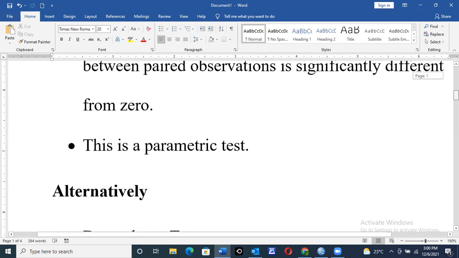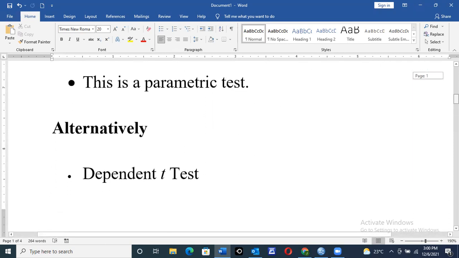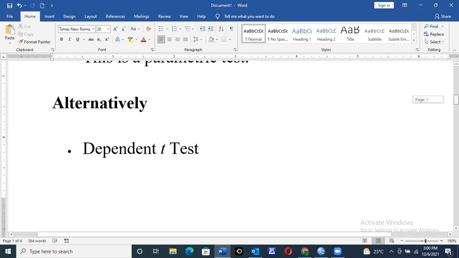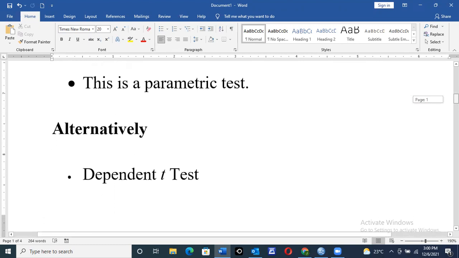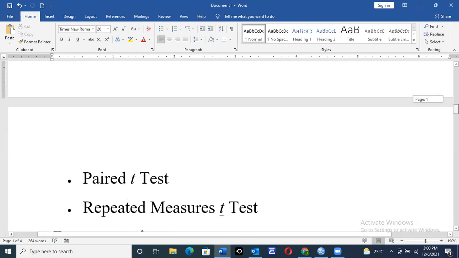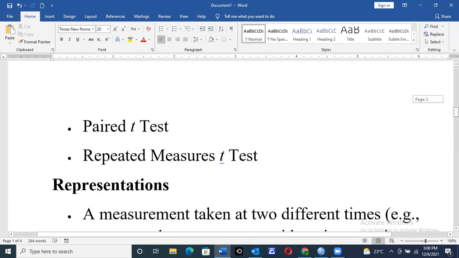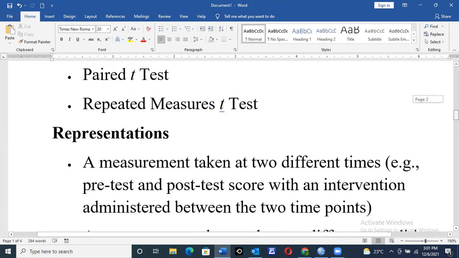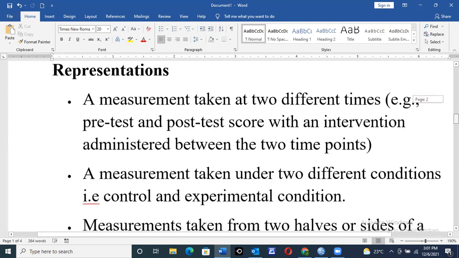It is also worth noting that this is a parametric test, meaning that the normal distribution has to be there for you to run this analysis, and you can always go back to some of the videos that I have already done on our test for normality so that you can get more insights on the same. The paired sample t-test can also be referred to as a dependent t-test. Another name for it is a paired t-test. And the final one is also known as the repeated measures t-test.